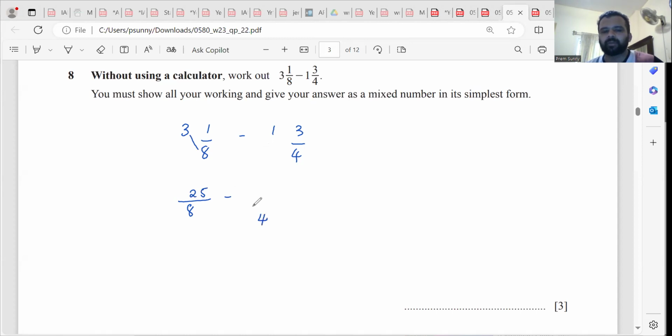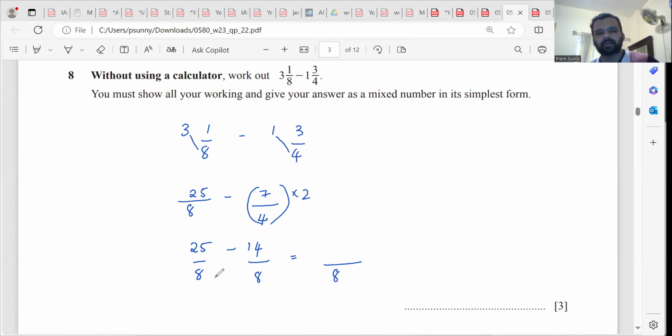Minus, here also the denominator will be the same. Multiply 1 with 4. 1 times 4 is 4. 4 plus 3 is 7. Let's make the denominators same by multiplying this with 2. The second fraction, you multiply it with 2. So 25 by 8 minus 7 times 2 is 14. And 4 times 2 is 8. If we have the same denominator, we can just subtract the numerators. 25 minus 14 is 11.